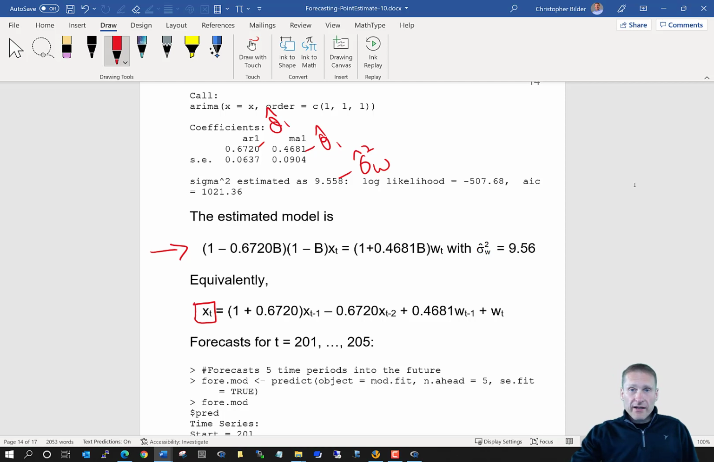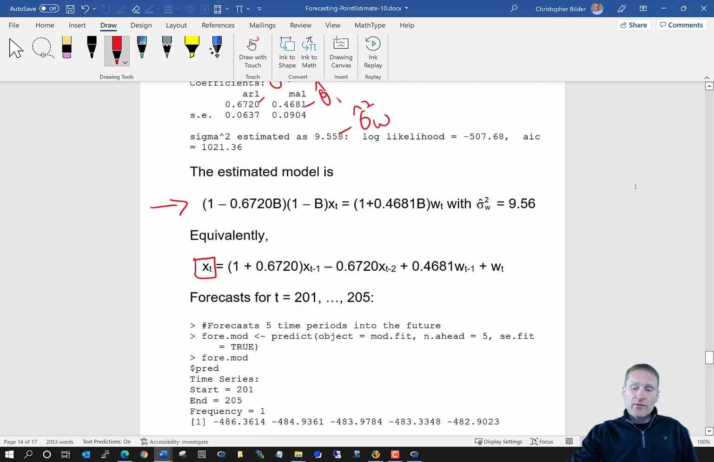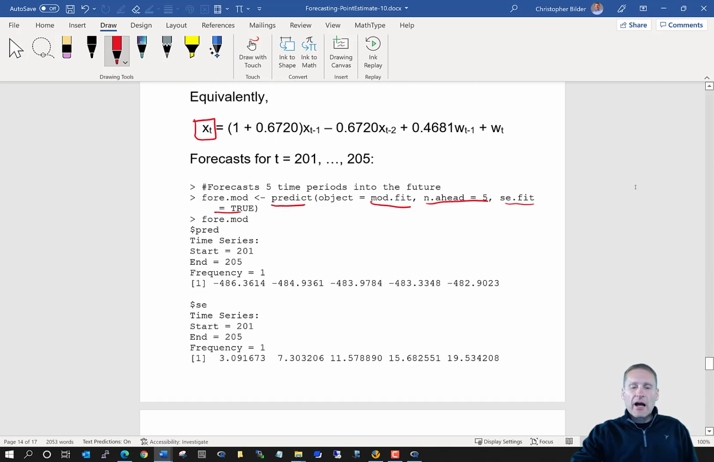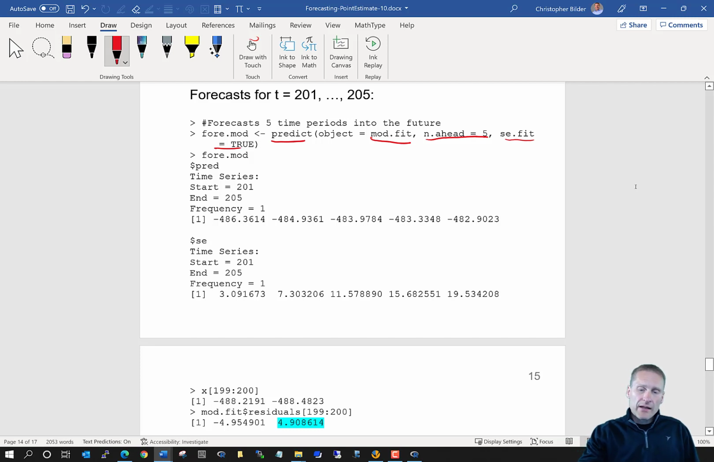To find my forecast for, let's say, 5 time points into the future, I can use the predict function once again. I store my results for my model fit in an object called mod.fit. n.ahead specifies I want time points 1 through 5, and se.fit means yes, I do want the standard errors. I put the results into for.mod, and here we go. This first value listed here is x tilde sub 201, given information up to time point 200. Here we have x tilde 205, given information up to time point 200.